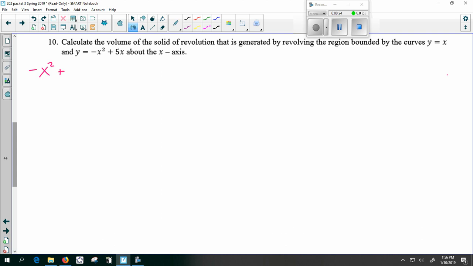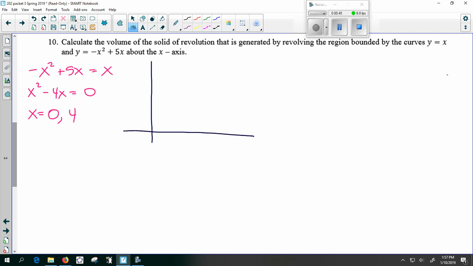So I'm going to start with that. Set negative x squared plus 5x equal to x and solve for x. So I get x squared minus 4x equals 0. So that happens when x is 0 and when x is 4. So I know they intersect at 0 and 4. So that will help me in the drawing of the two curves.